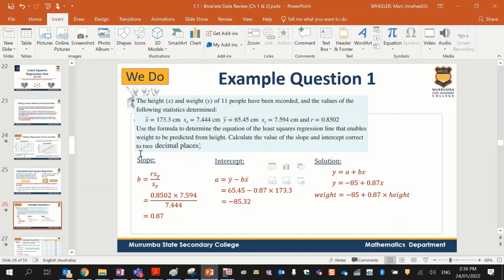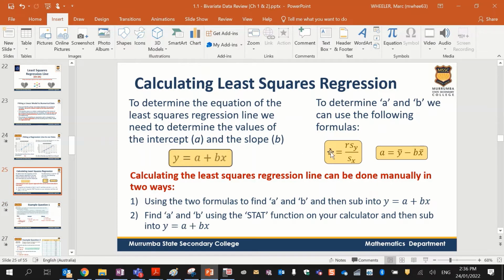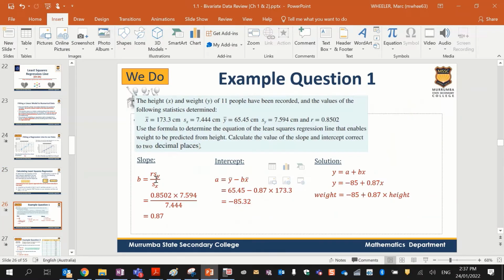So first step is, if we go back, we start with B. And the reason we start with B is because we actually need B in here to work out A. So we can't possibly work out A unless we find B first. So B's formula is here. Okay, we go and sub in the values.